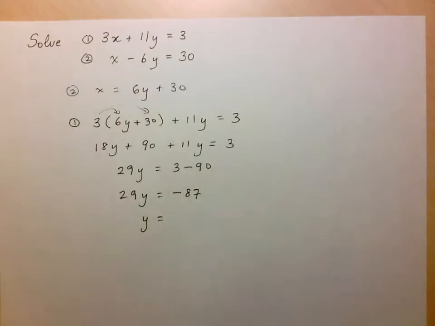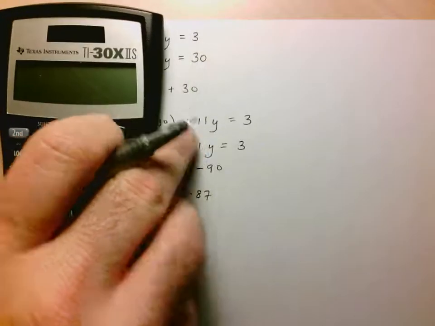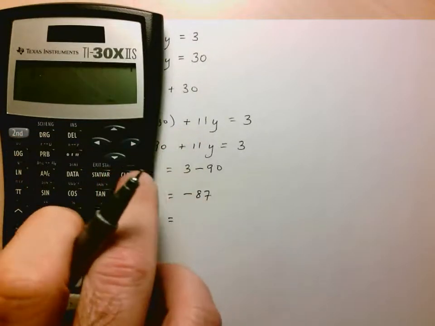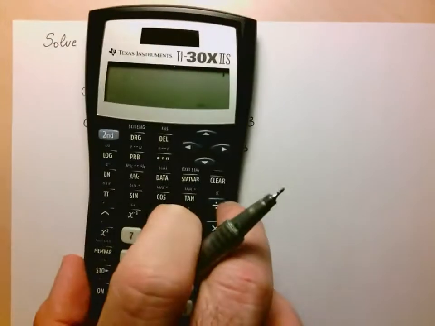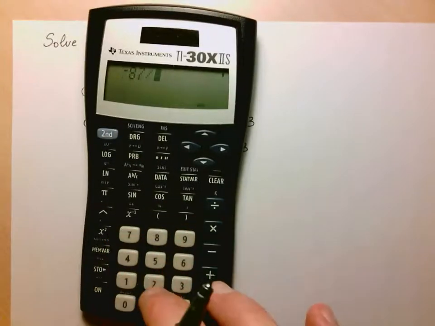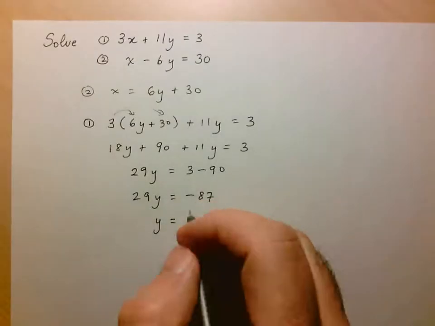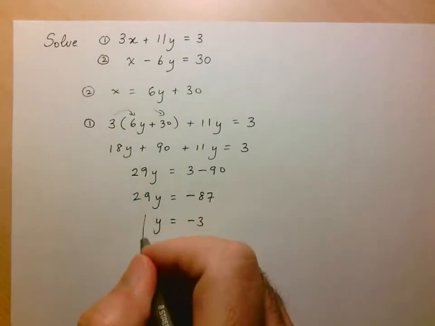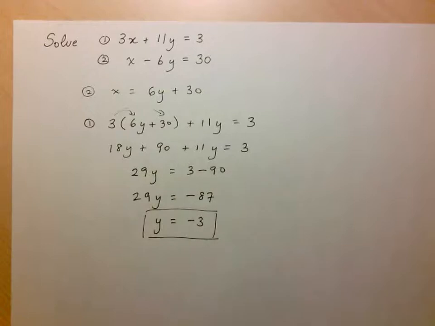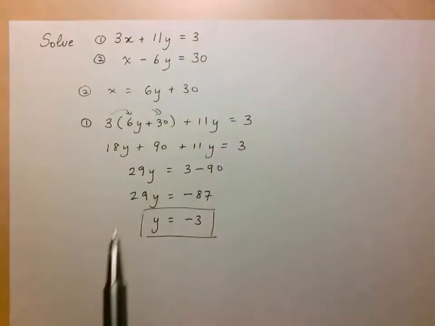So y is equal to, I'm pretty sure that's going to be equal to negative 3, but let's just confirm. Here we have negative 87 divided by 29, negative 3. So our y value is equal to negative 3, and now we found one of our solutions. We found the y value that solves these equations.